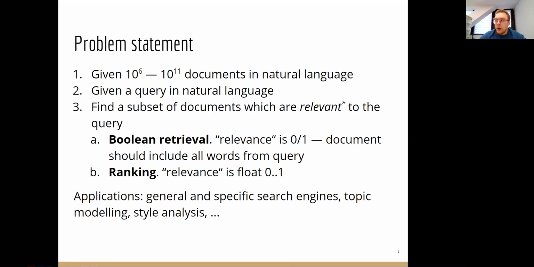There are two approaches to obtain the relevance. The relevance in terms of a binary function, so it's either relevant or not, or sometimes ranked relevance. So it can be from 0 to 1, somewhere in between. And then you can rank the documents. You can put the most interesting documents at the top and the less interesting at the bottom.